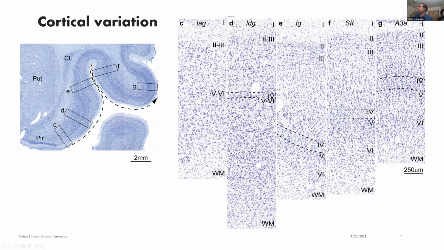Then you start to get a nice clear granular layer 4. They're granular because they look like little grains. They're these little round cells, not like the pyramids at all. And you can see this really well when you zoom in.